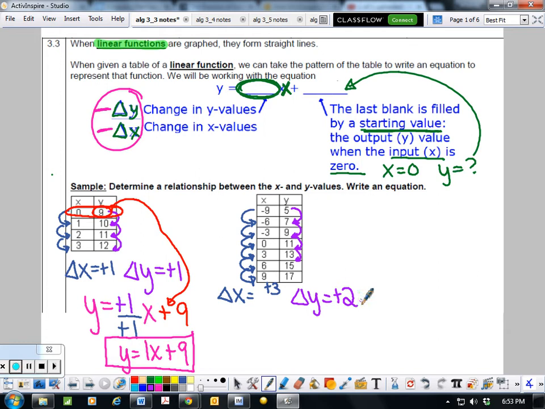So now what I'm going to go ahead and do is I'm going to work on writing that equation. So y equals, and I put the y on top. So the y changes by adding 2. The x changes by adding 3. And then I put my x. Now I have to find that starting point. So I'm going to go to my table. When x is 0, y is 11. So this should be plus 11. And that's our equation.